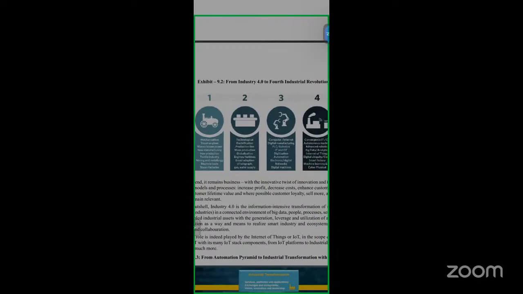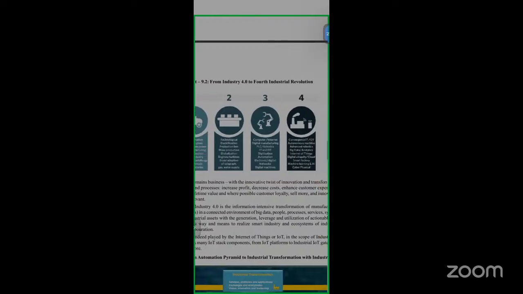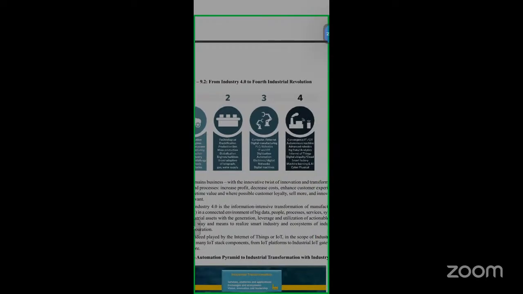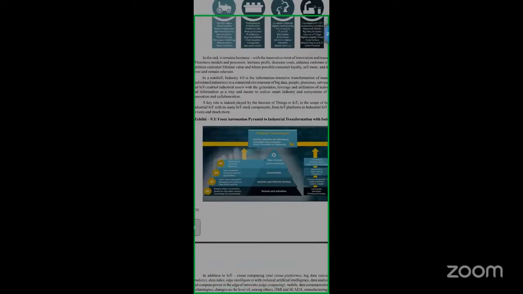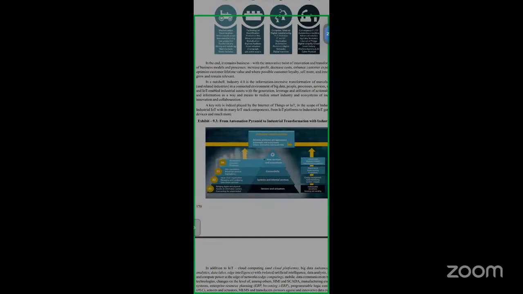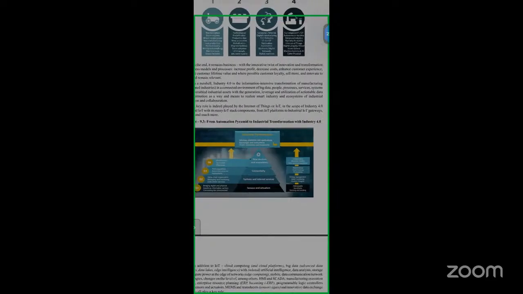And when you look at the third industrial revolution, computer, internet, digital marketing, PLC, robotics, IT and OT, digitalization, automation, electronic or digital networks or digital machines. And 4.0, which is convergence, IT, OT, autonomous machine, advanced robotics, big data analytics, Internet of Things, digital ubiquity, cloud, smart factory, machine learning, and AI cyber physical. And also, you can just look at here automation pyramid to industrial transformation with Industry 4.0.